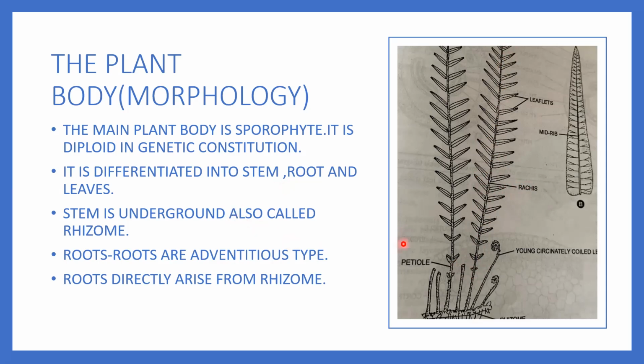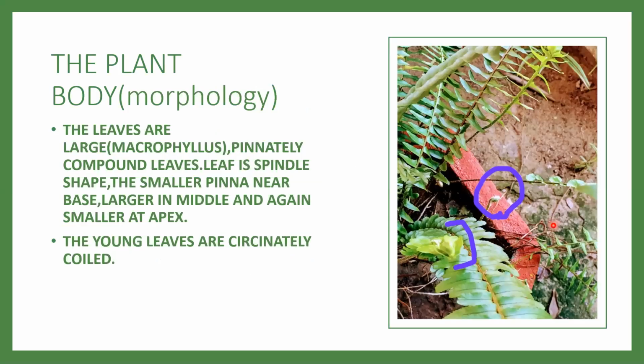So we can see its external characters. The main plant body is differentiated into stem, roots, and leaves. And in the young condition, this is quite like the spring of a watch. We can see in the plant, these are the circinately coiled leaves. In young condition, it is coiled. So this is called a young circinately coiled leaf. And here we can see the leaf opening up. When it is maturing, it is opening up. And this is the mature leaf, like we have already discussed. Shape of the leaves is spindle shape. And the central part to which pinnae are attached is called the rachis.